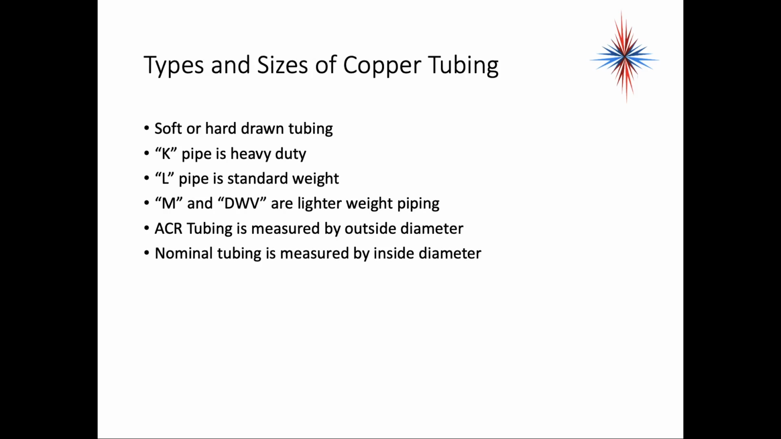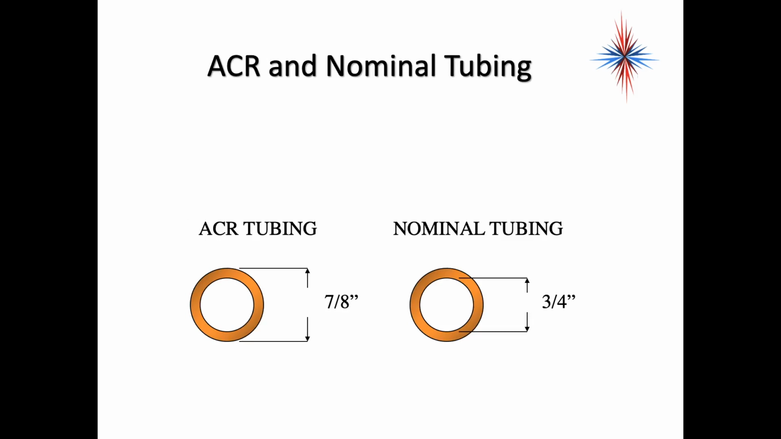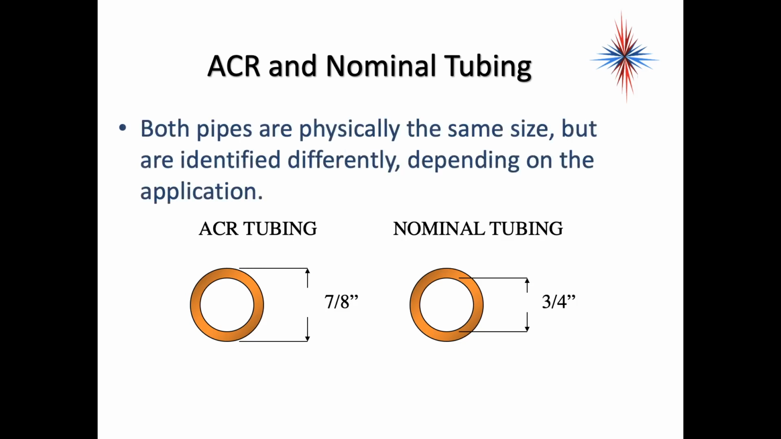Okay, there are several types and sizes of copper tubing. It's either soft or hard drawn. K pipe is very heavy duty. L pipe is standard weight, and M or DWV are lighter weight piping. ACR tubing is measured by outside diameter. Nominal tubing is measured by inside diameter. The difference between inside and outside diameter is usually 1/8 of an inch. So ACR tubing, again, is measured by outside diameter. Nominal is measured by inside. And again, it's 1/8 of an inch difference. Both pipes are physically the same size, but they're identified differently depending on the application.